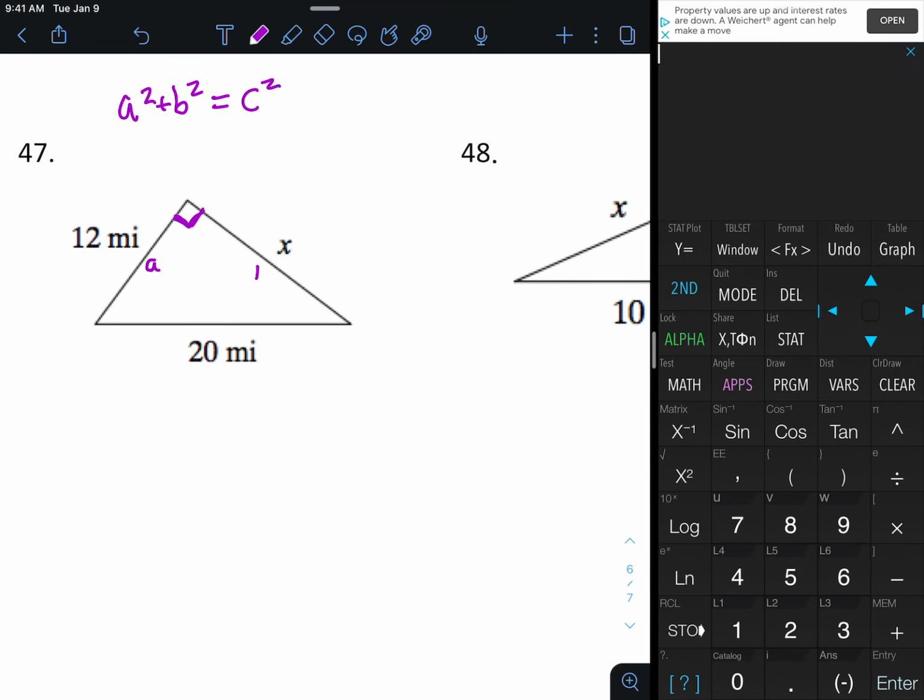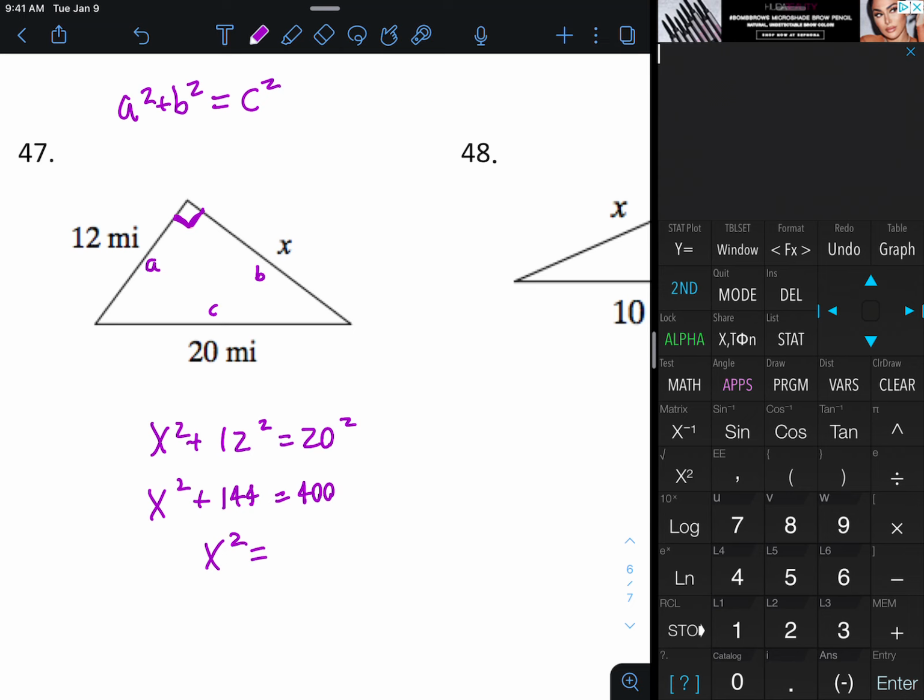Now, as far as your A's and B's right there, those are the two legs. C is always the hypotenuse side. So when we set this up here, I'm going to go x squared plus 12 squared equals 20 squared. Okay, and 12 squared is 144. 20 squared is 400. Okay, after that, we'll go ahead and subtract. You can just do 400 minus 144.